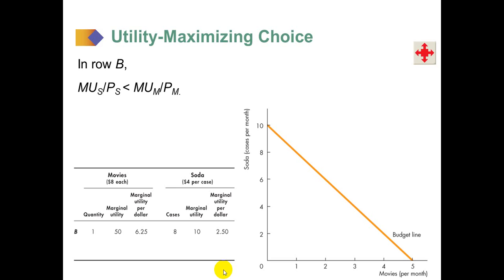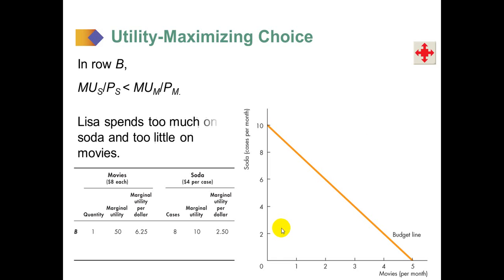Here, in row B, Lisa spends too much on soda and too little on movies. 8 units of soda and just one unit of movies. Too much soda. So MUS divided by PS is less than MUM divided by PM, or the price of movies.